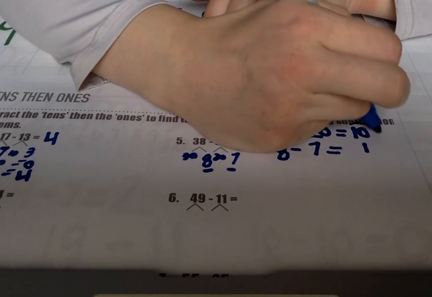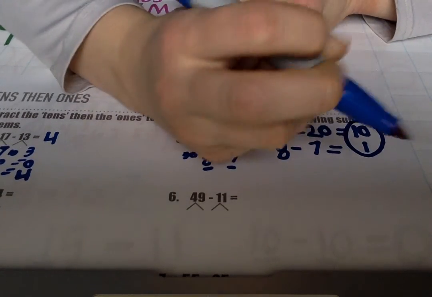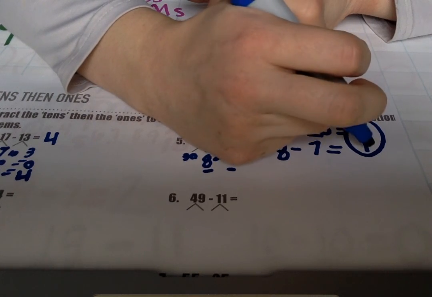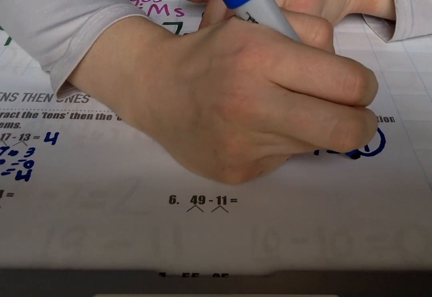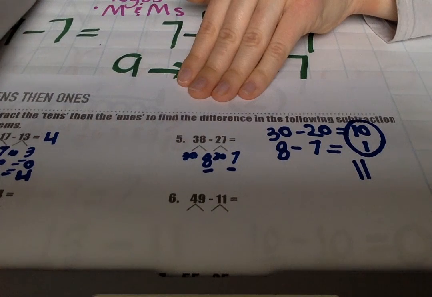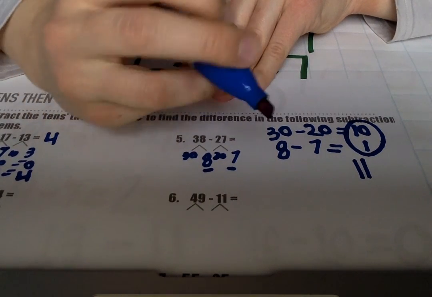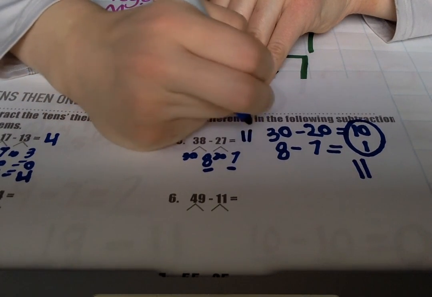Now all that's left to do is to put these numbers back together. So 1 ten and 1 one, or 10 plus 1, equals 11. So 38 minus 27 equals 11.